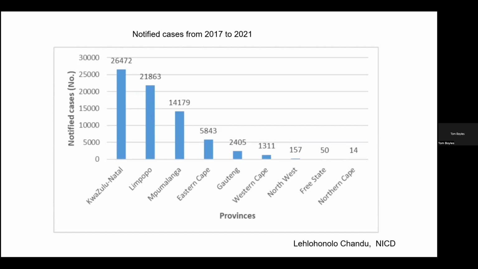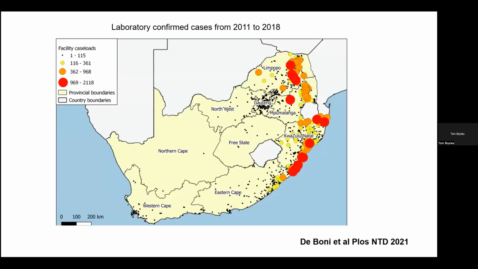This is from Liesl Deboni from PLOS NTD, just from last year. And this is, rather than notified cases, laboratory confirmed cases. So similar things have to happen in terms of health seeking behavior and sending tests. And I think this is a good illustration of where schistosomiasis is in South Africa. Just to say, this is almost exclusively haematobium. And it's from about midway up the coast of the Eastern Cape, up into KZN, Mpumalanga, Limpopo.